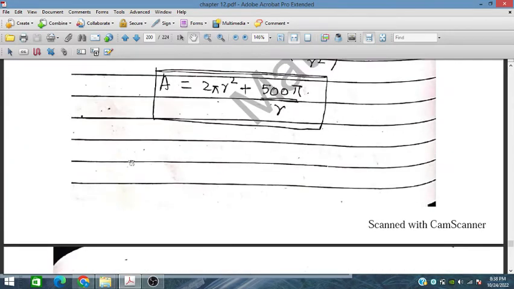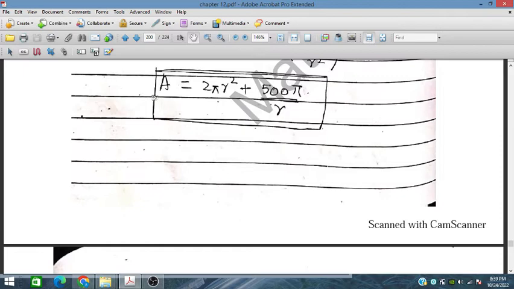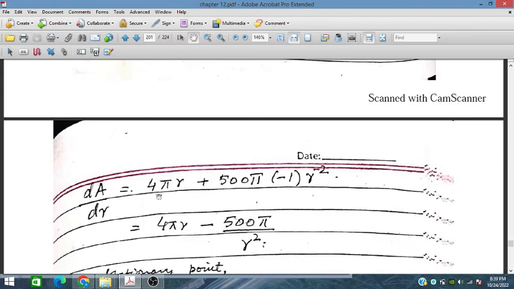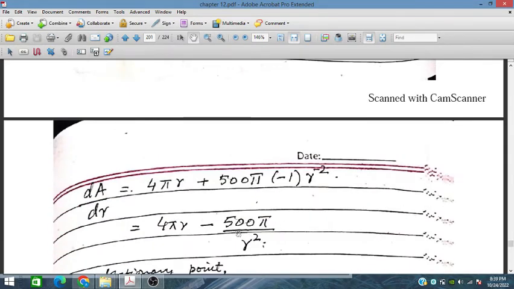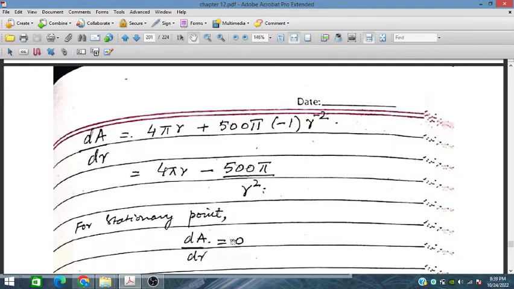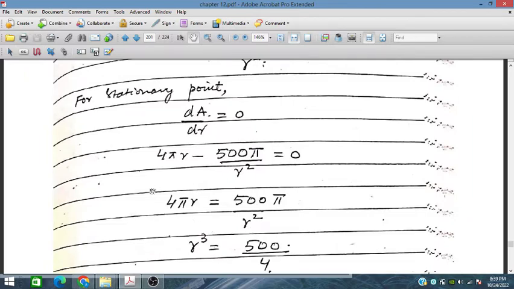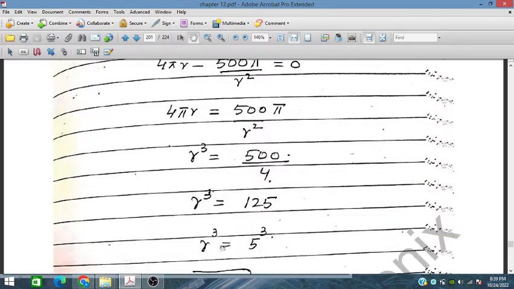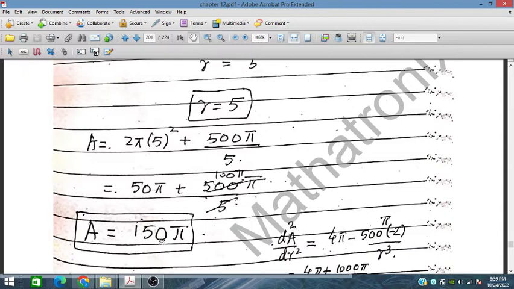In part C, we have to find dA by dr and then the second order derivative. So differentiate with respect to r. This is 4 pi r, and the 500 pi upon r goes up with a minus sign, with r squared in the denominator. For a stationary point dA by dr is equal to 0, so 4 pi r is equal to 500 pi upon r squared, so r cubed is equal to 125, so r is equal to 5. The area is then 150 pi for r equal to 5.